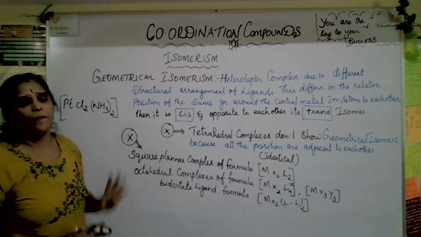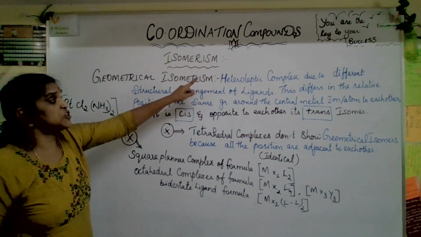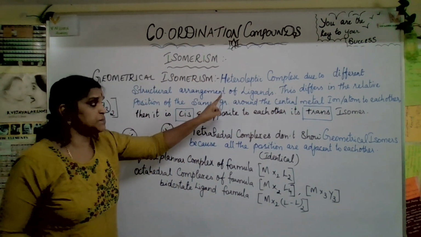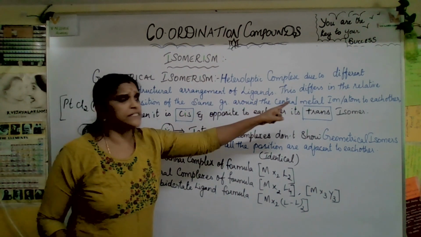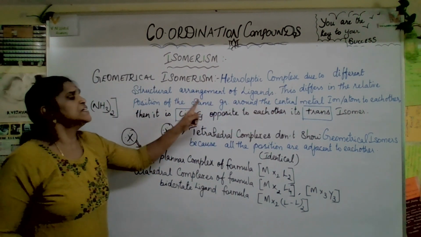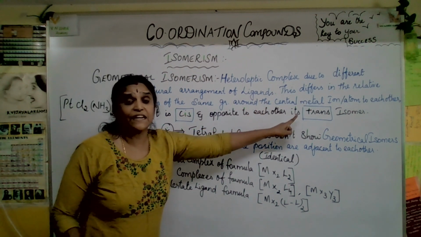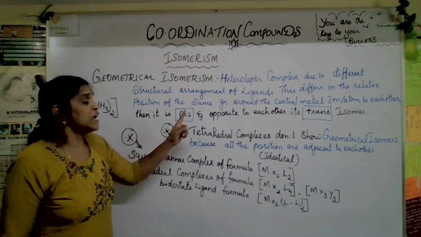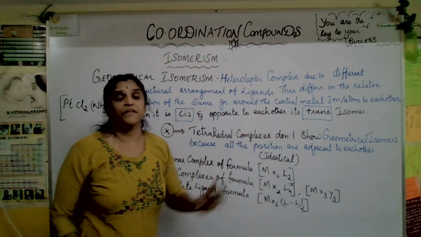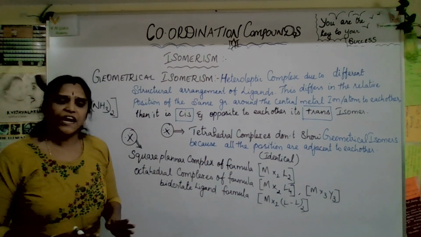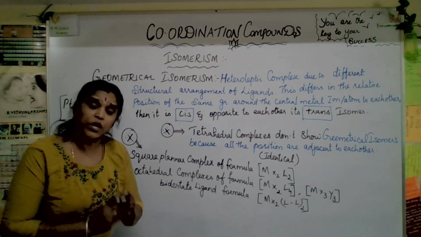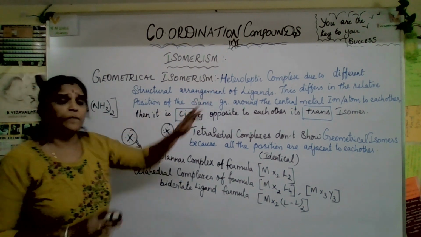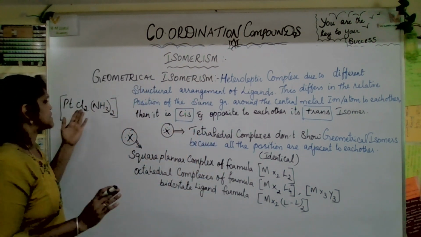First and foremost, geometrical isomers. Heteroleptic complexes show this due to different structural arrangement of ligands. This differs in the relative position of the same group around the central metal atom or ion: if the groups are adjacent, that is the cis isomer; if they are opposite to each other, that is a trans isomer. Generally, only heteroleptic complexes are eligible for geometrical isomers. Heteroleptic means different kinds of ligands. The same example we can bring.